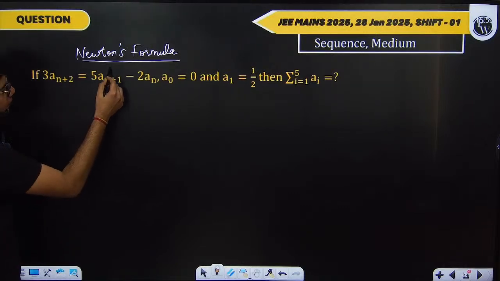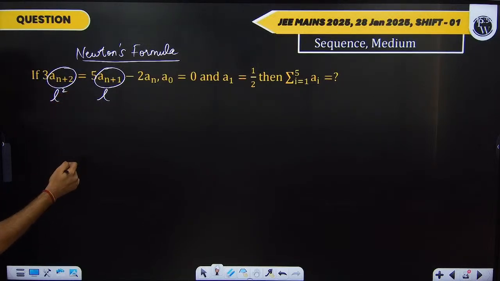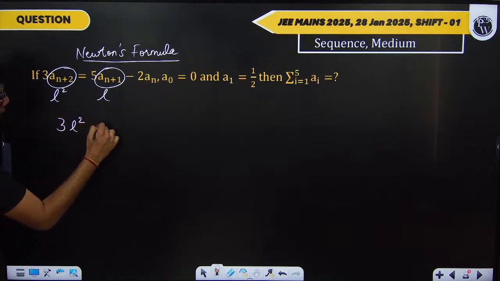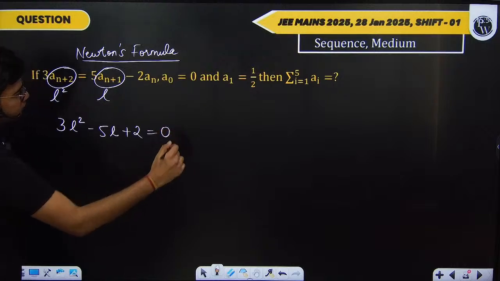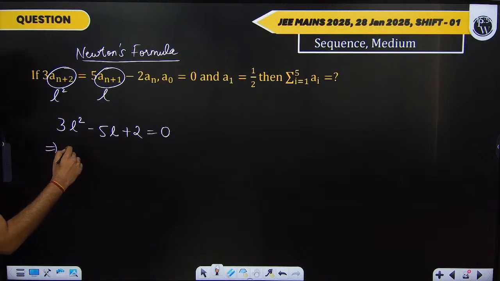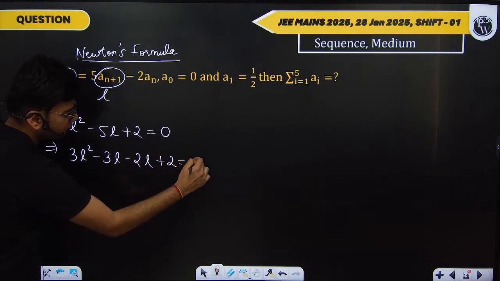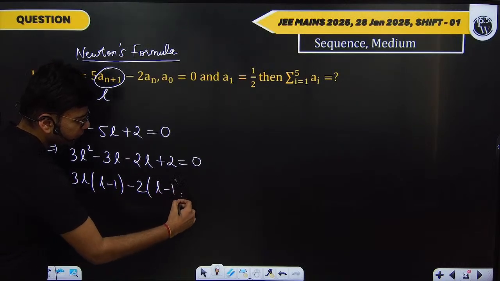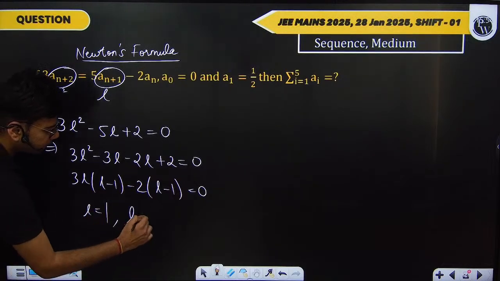Let's assume this thing is L, and this is L square. This will become the constant term. So the equation looks something like this: 3L square minus 5L plus 2 equal to 0. Once you solve this, it comes out as 3L square minus 3L minus 2L plus 2 equal to 0. 3L common, L minus 1, minus 2 common, L minus 1 equal to 0. So my L is coming out as 1, and L is also 2 by 3.